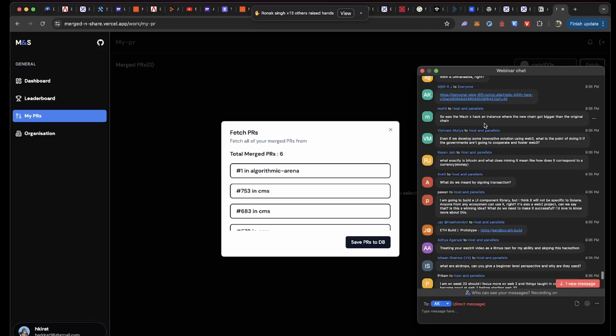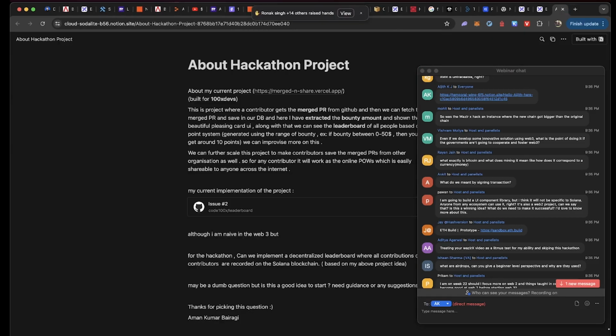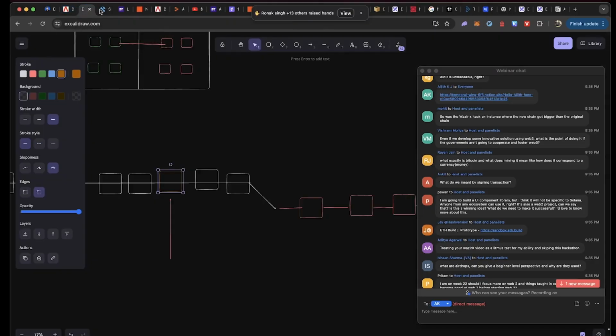So the WazirX hack, an instance when the chain got, oh no, the WazirX hack was a centralized hack. The blockchain wasn't hacked. If the blockchain is hacked, WazirX won't be the only one. If someone is able to hack the blockchain, they will not hack one exchange. They'll be able to hack every exchange.